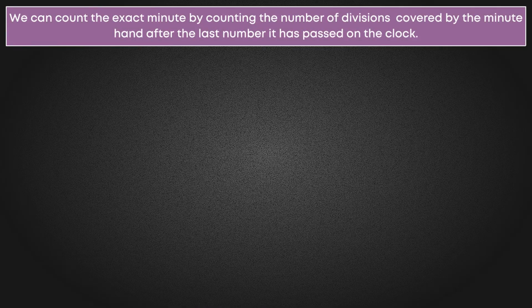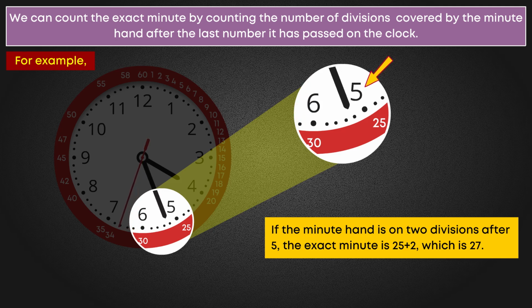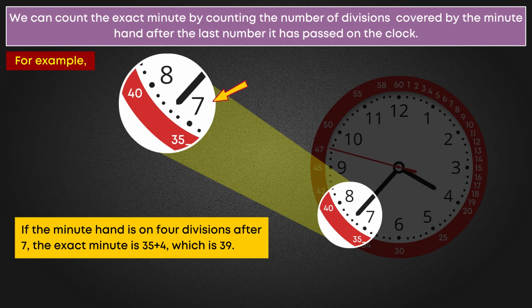We can count the exact minute by counting the number of divisions covered by the minute hand after the last number it has passed on the clock. For example, if the minute hand is on 2 divisions after 5, the exact minute is 25 plus 2, which is 27. If the minute hand is on 4 divisions after 7, the exact minute is 35 plus 4, which is 39.